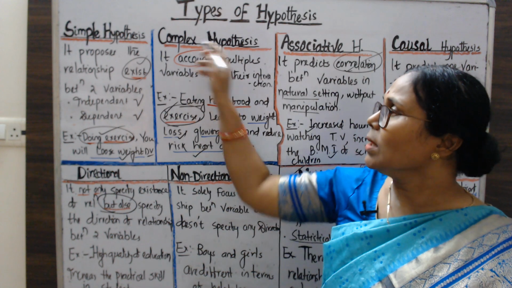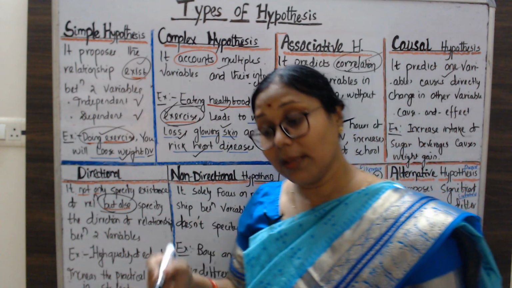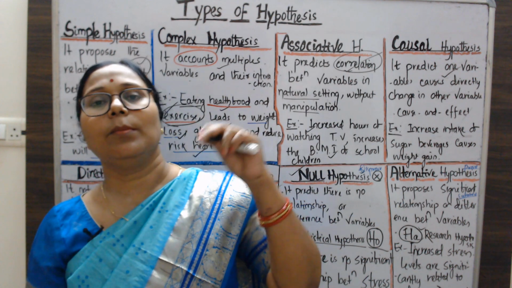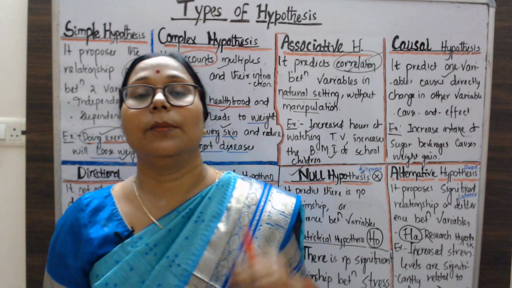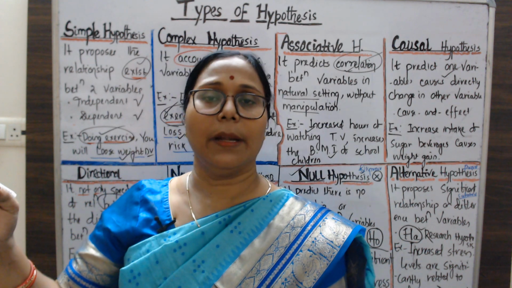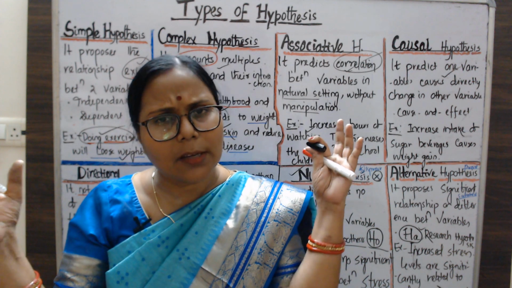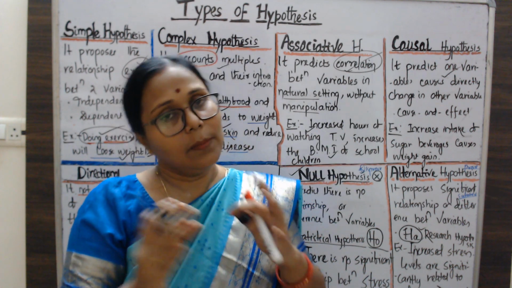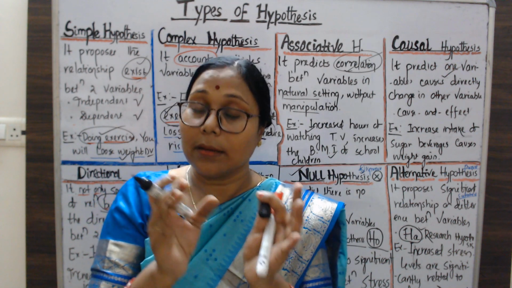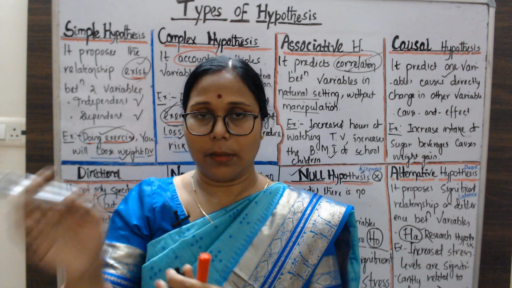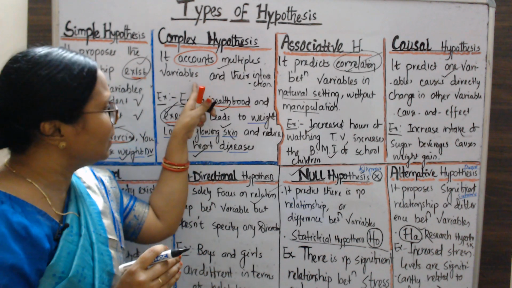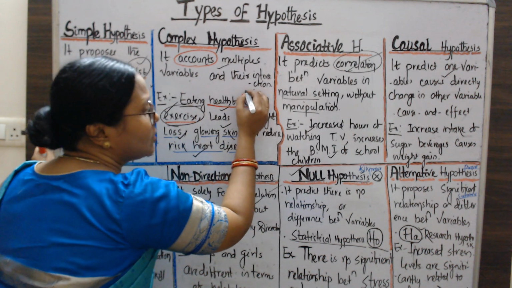Second one, complex hypothesis. When in the research problem there is more than one independent variable and more than one dependent variable, the researcher takes all the variables into consideration. On that basis they come under complex hypothesis. So complex hypothesis is what? It accounts for multiple variables and their interactions.